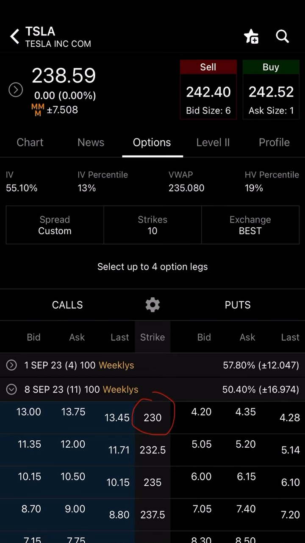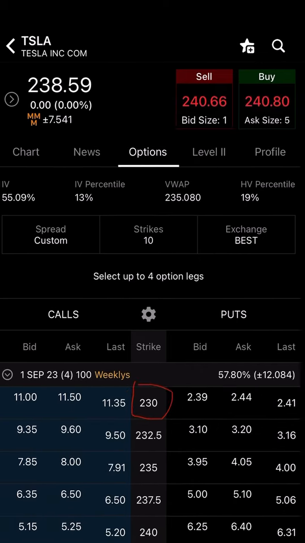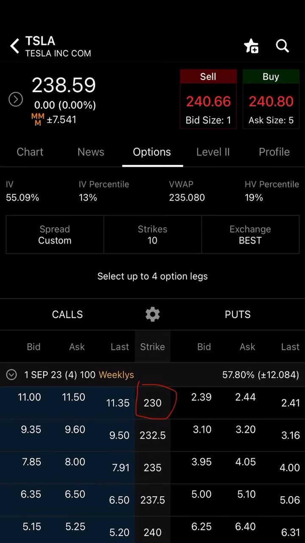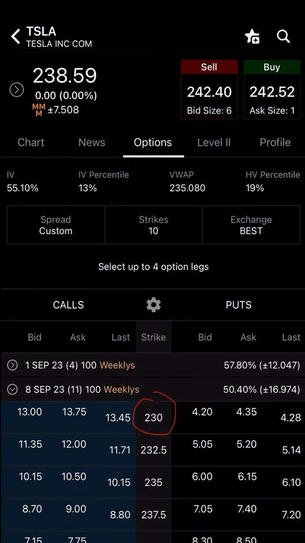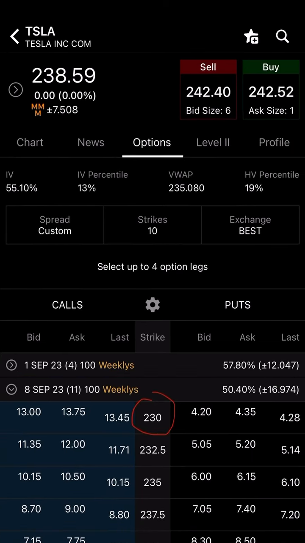If they roll this, as of today, they can get 13.45 premium, less the buy to close, which again, they have to close this position and create a new one. That's how the roll works. They'd pay 11.35, but they'd get 13.45. So again, they're getting premium, but this is not the premium that you typically expect from this fund.